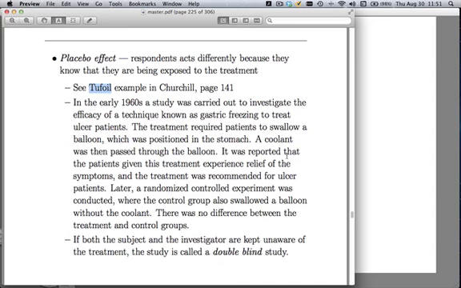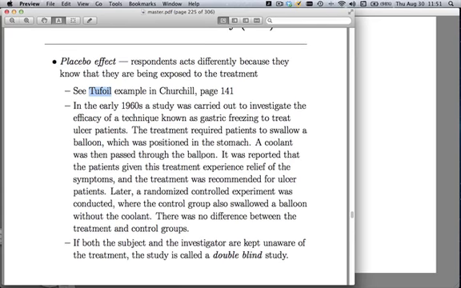What I'd now like to do is have you discuss how you would design an experiment to avoid this placebo effect. What would you do differently? We'll have this as a discussion board question. So that's the placebo effect. Moving on, we'll have that discussion offline.